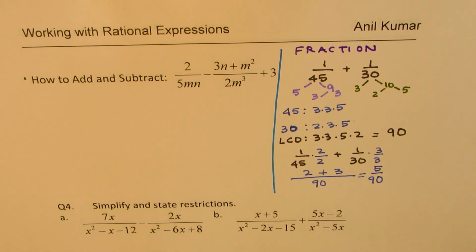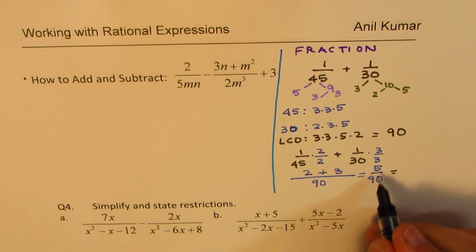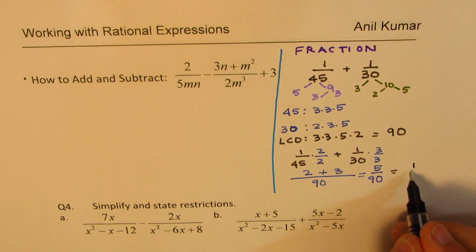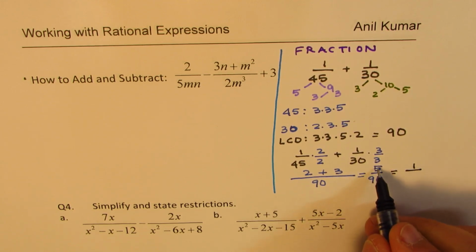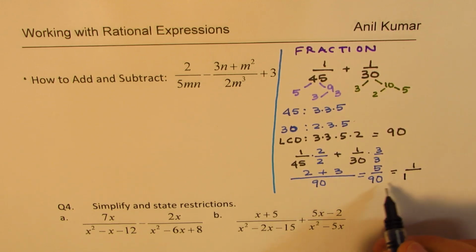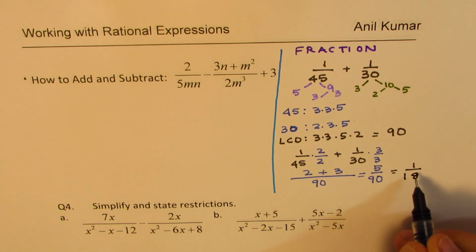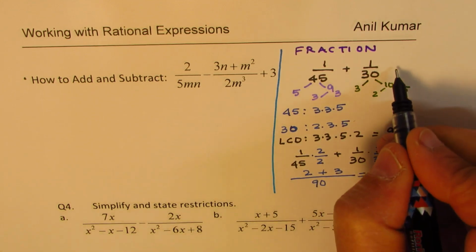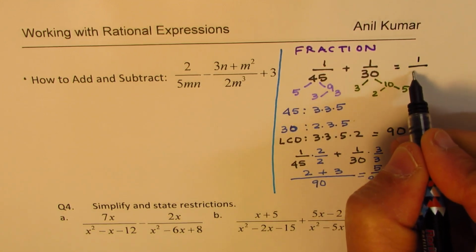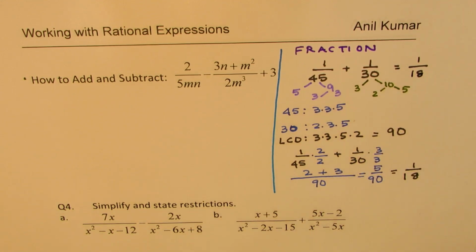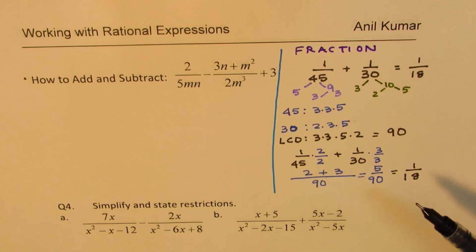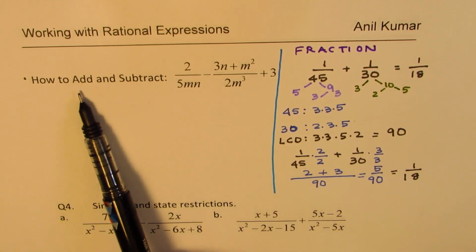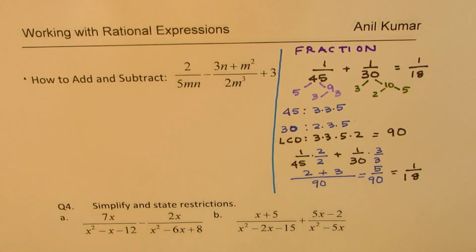Next step is to simplify. I could divide both by 5 and could write this as 5 over... When I do 5 times 1, I get 5. 5 times 18 is 90. So 1 over 18. So I get my result here as 1 over 18. Does that make sense to you? So exactly these steps will be done whenever we add or subtract rational expressions.